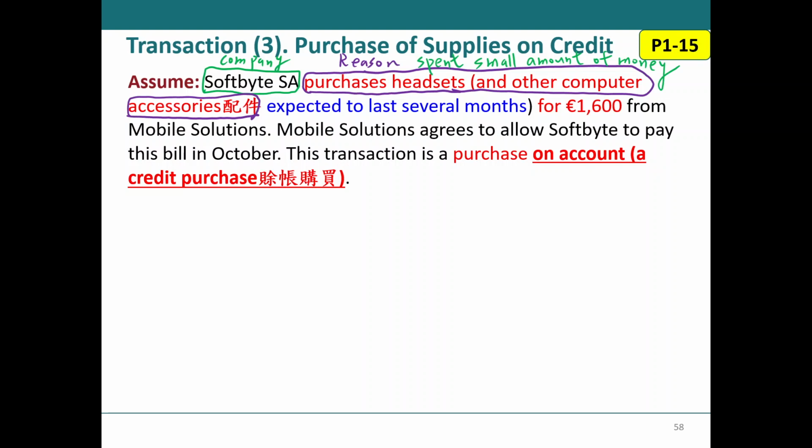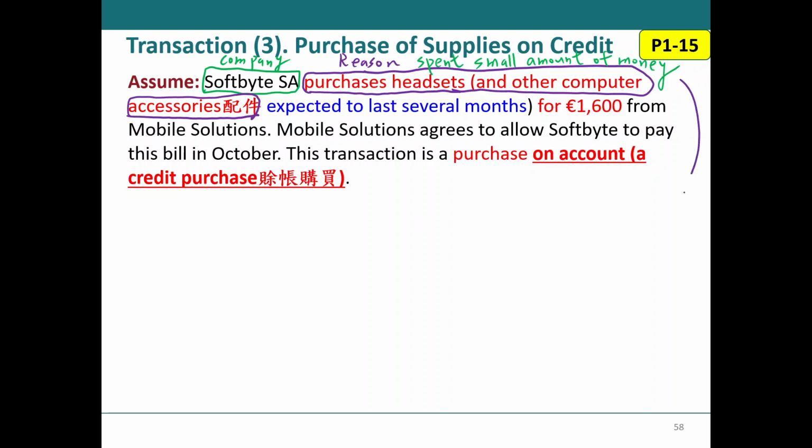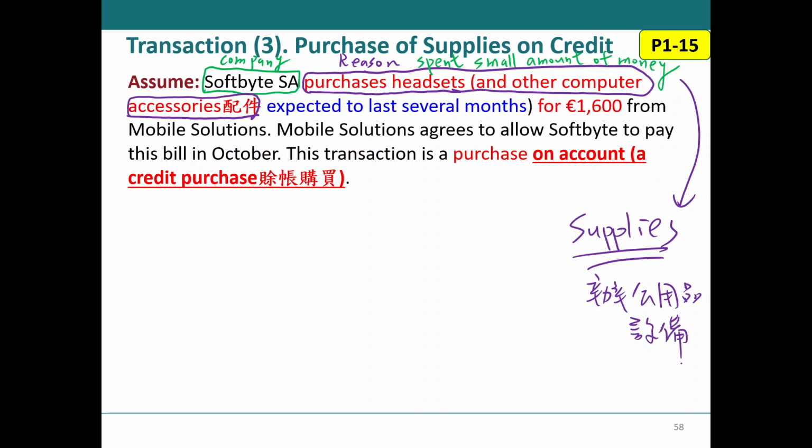When we spend a small amount of money, which accounting name do we use? Supplies. Big money, we call it equipment. Small money, we call it supplies. 办公用品设备. Okay? So the term we use for a small amount of money is supplies. 办公用品设备. Okay?